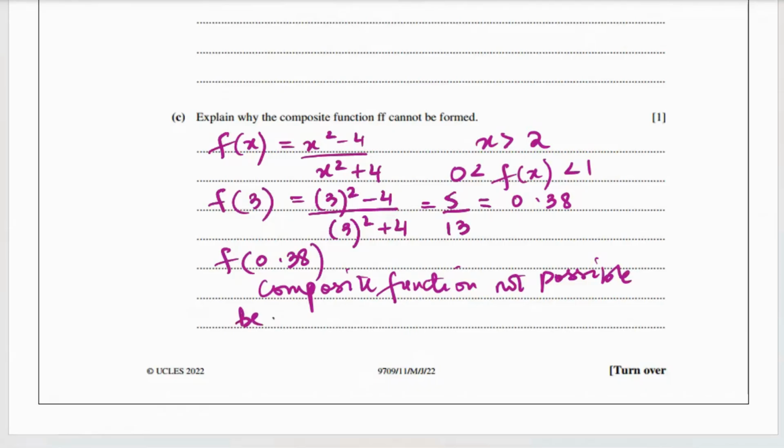Because x has to be greater than 2, whereas over here, x is equal to 0.38, because this 0.38 becomes the domain of f of x, as it's a composite function. If it was not a composite function, 0.38 would be the range, and that would be correct based on the given conditions. But since it's becoming the domain now, and the domain has to be greater than 2, it's not possible.